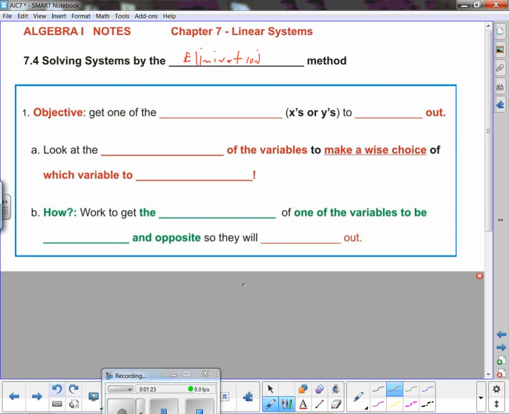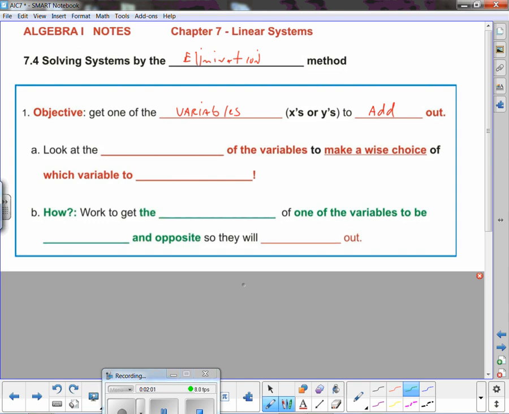You need to get one of the variables, and what I'm talking about is the x's or the y's, to add out. All right, so what our objective is, if we can get one of the variables to add out, now we're going to have an equation with only one variable, and we can solve that. So how do you do this? How do you do it?